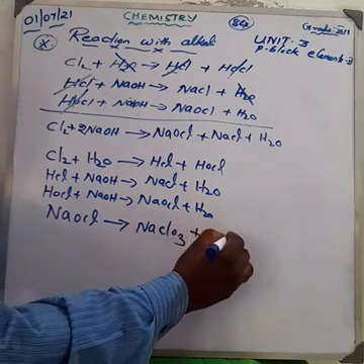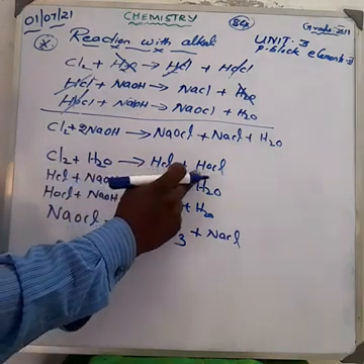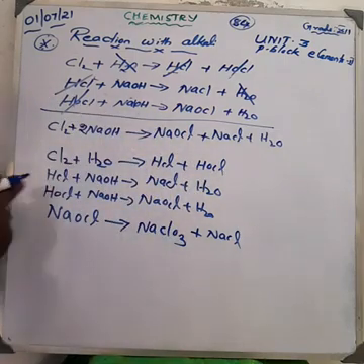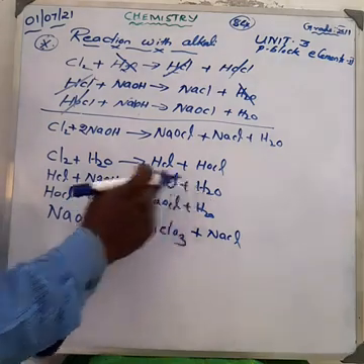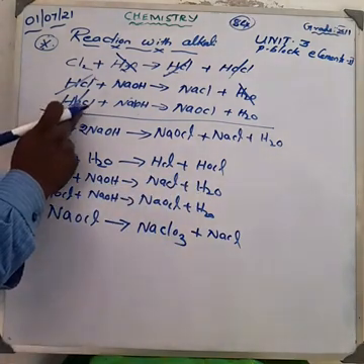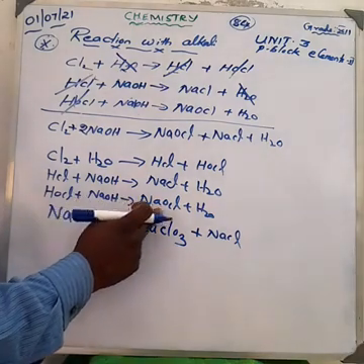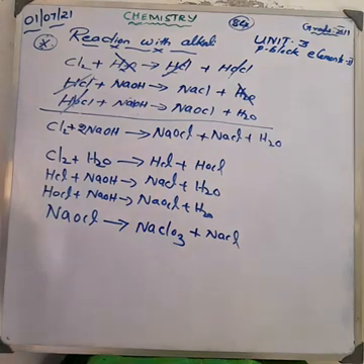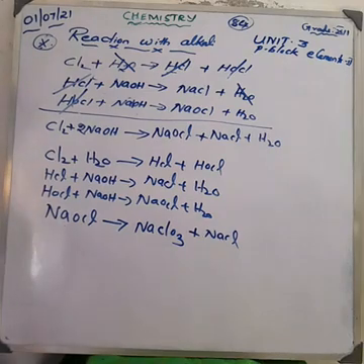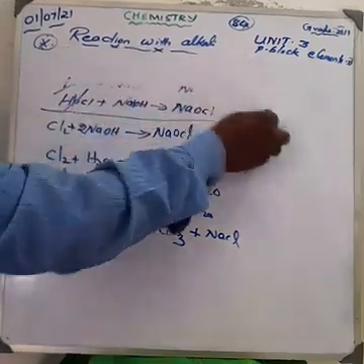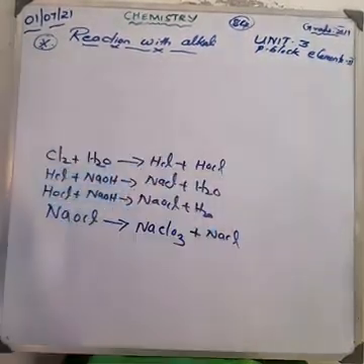So once again, if you have to write the equations, what is the first equation? Cl2 plus H2O gives HCl plus HOCl. Second reaction: HCl plus NaOH gives NaCl plus H2O. The third reaction: HOCl plus NaOH gives NaOCl plus H2O. The fourth reaction: NaOCl gives NaClO3 plus NaCl. So how do we balance the equation? How much oxygen is there on the product side?